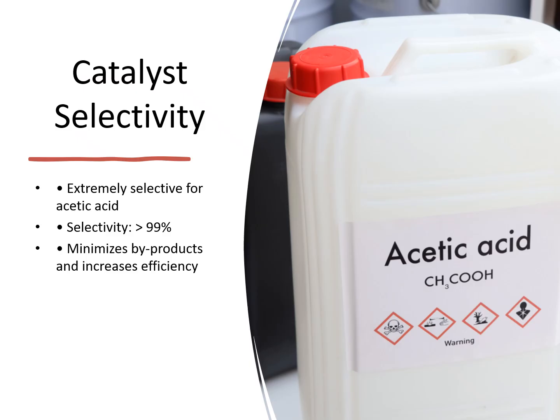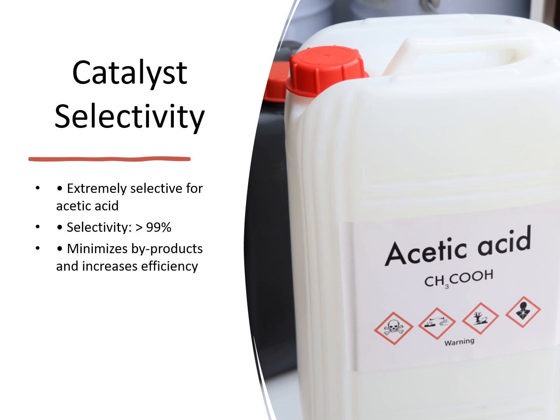The third characteristic is one of the most important advantages of the Cativa catalyst, which is its remarkable selectivity for producing acetic acid. In industrial operation, the catalyst typically achieves greater than 99% selectivity, meaning almost all of the methanol ultimately becomes acetic acid, with very few byproducts.